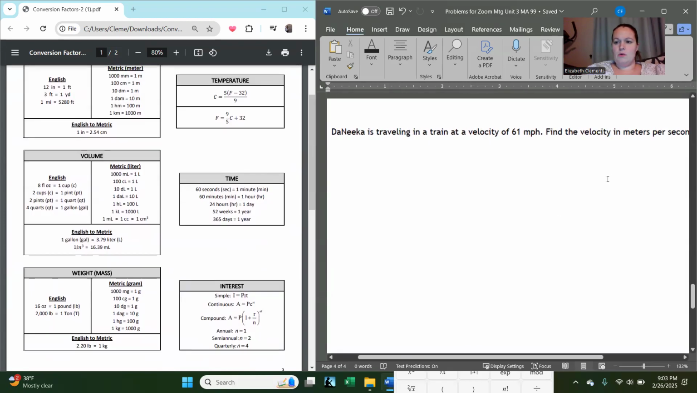So for this problem, we have Danica traveling in a train at a velocity of 61 miles per hour. Find the velocity in meters per second.